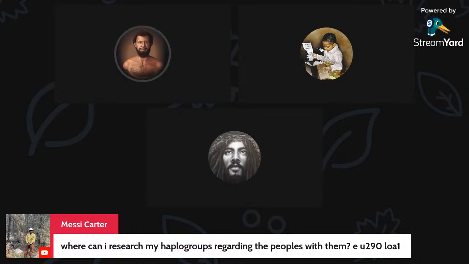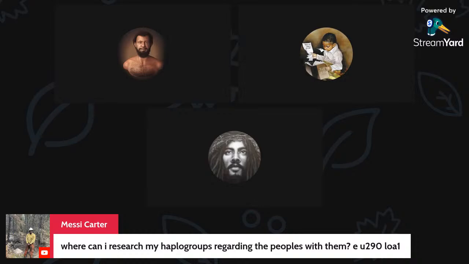Brother says, where can I research my haplogroups regarding the peoples with them? You are E-U290. All right, so let me see if I can pull up something. I know YFull is a great site for you to use, and it shows where your specific haplotype is today and what populations have it. Again, Y4.com is a great site for this specific search. So I'm about to pull it up and share my screen and show you what it looks like.